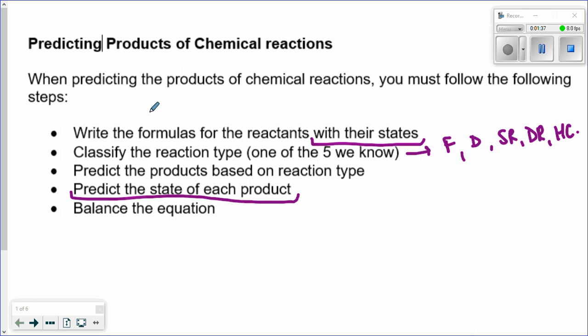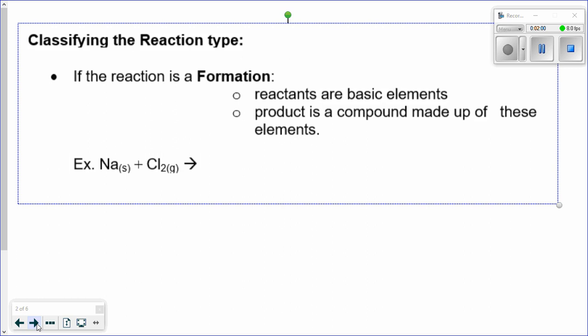So again, if you can't write a chemical formula, you can't do this. If you don't know the 5 reaction types, you can't do this. If you don't know how to balance an equation, you can't do this. It'll be very, very difficult is what I'm trying to say. So make sure you have those first introductory skills ready to go. So our first step again, or our second step, I guess, is trying to figure out the reaction type.